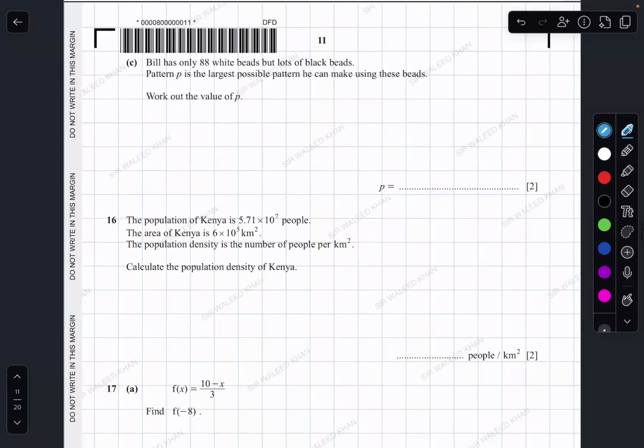Okay. Part C. Bill has only 88 white beads, but lots of black beads. Pattern P is the largest possible pattern he can make using these beads. So work out the value of P.